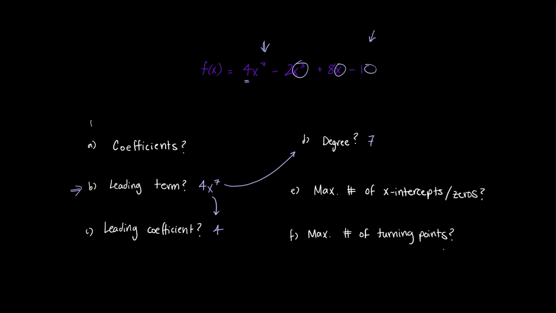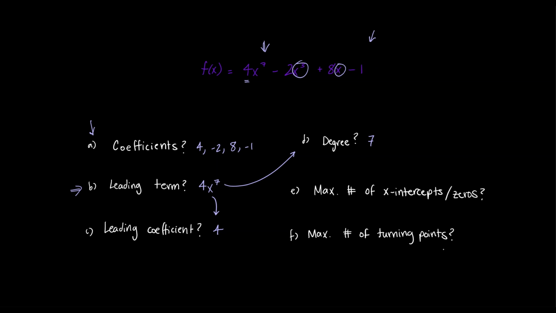If we were to list all of the coefficients in this polynomial, we could take a look here. We have 4, -2, +8, and -1. And remember, it's important to include the signs in your coefficients. So be mindful of those. So our coefficients are 4, -2, 8, and -1.